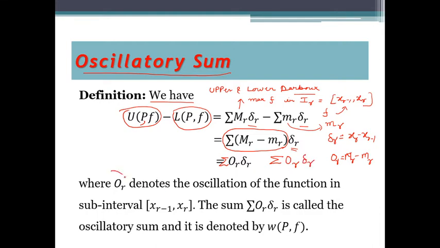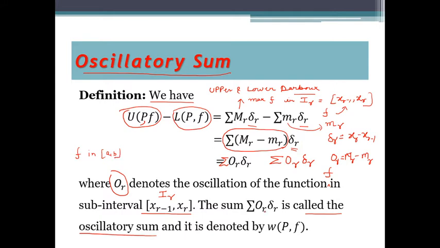Here O_r denotes the oscillation of the function f in the subinterval [x_(r-1), x_r], that is the rth subinterval, and the sum of O_r into delta r is called the oscillatory sum of f in the closed interval [a, b].